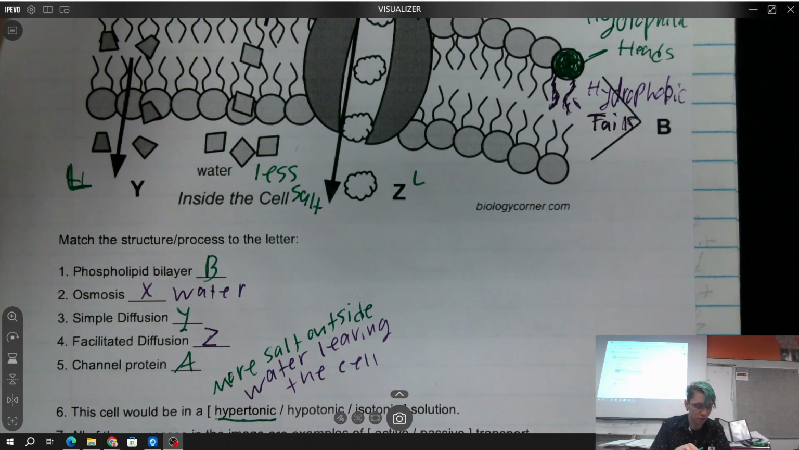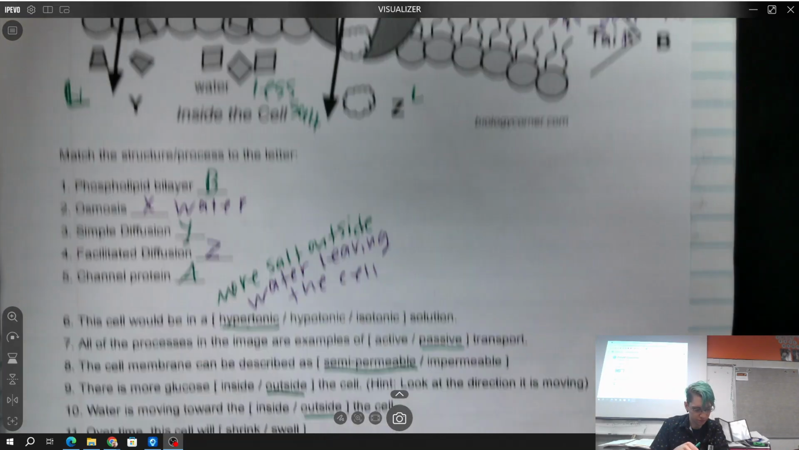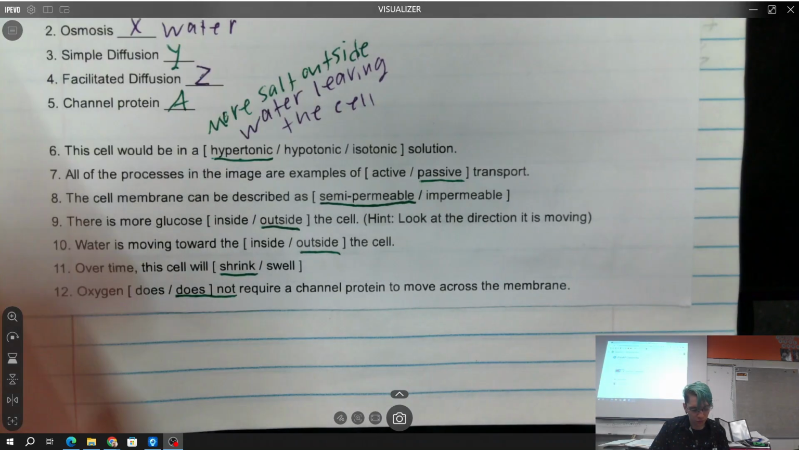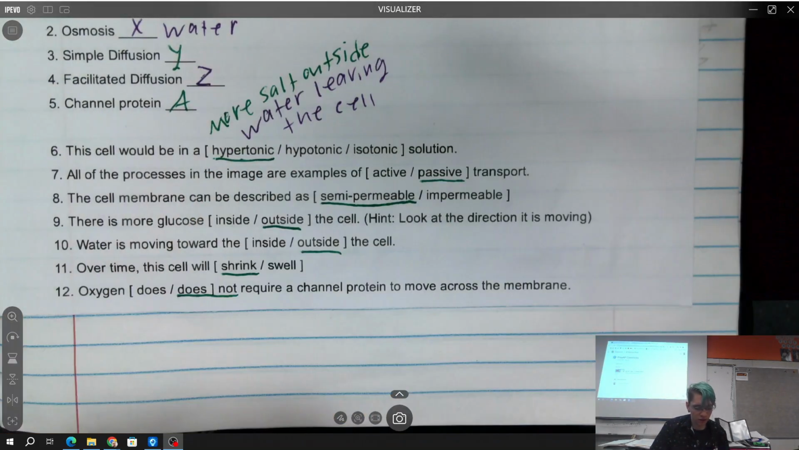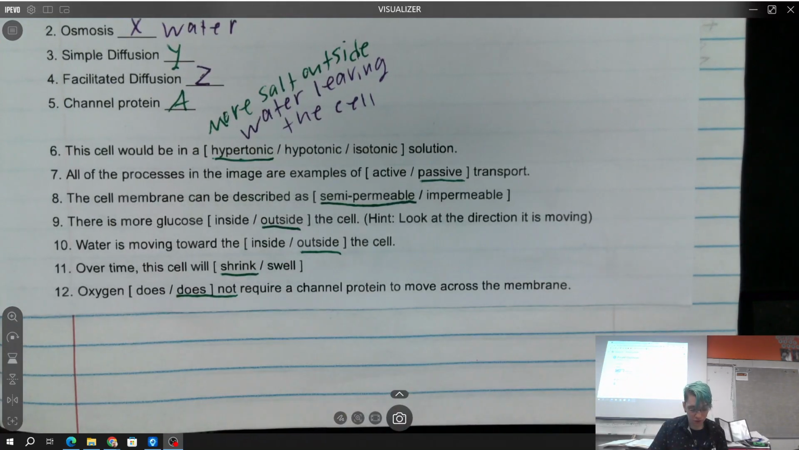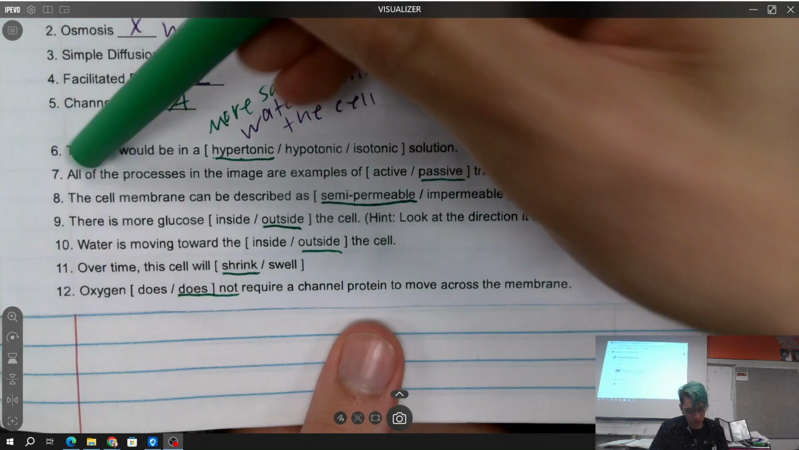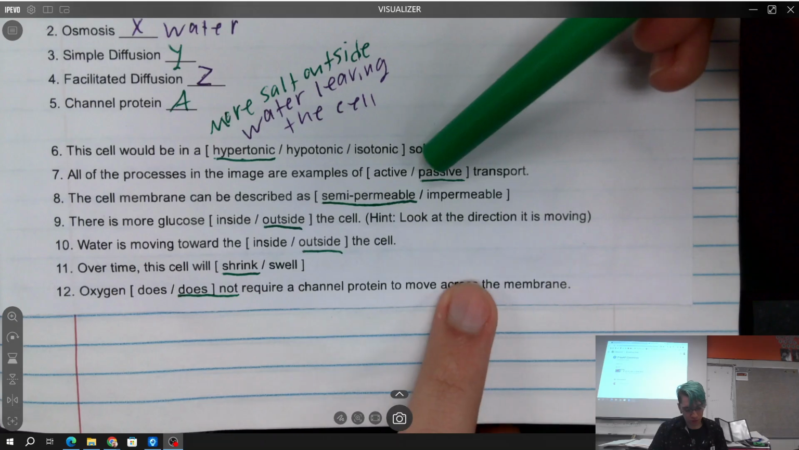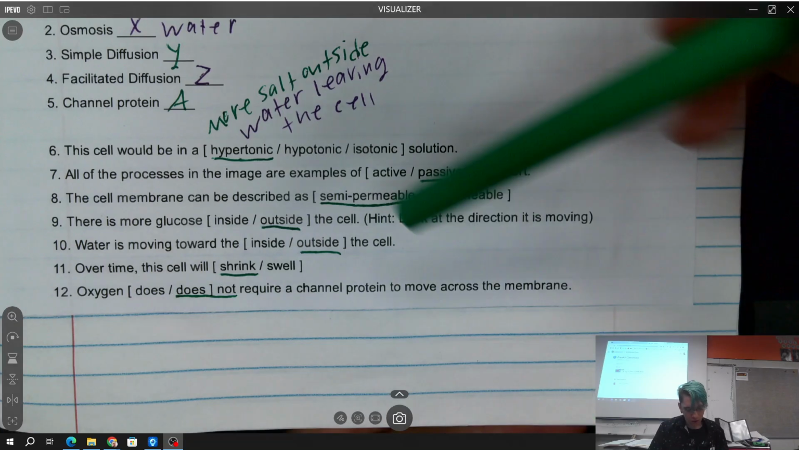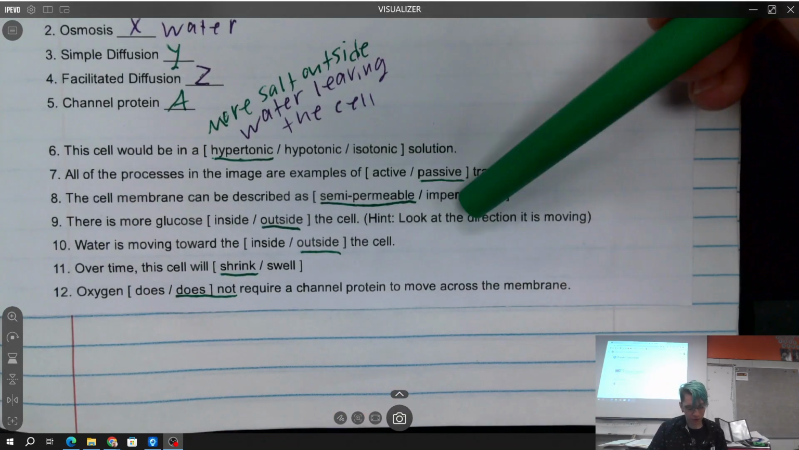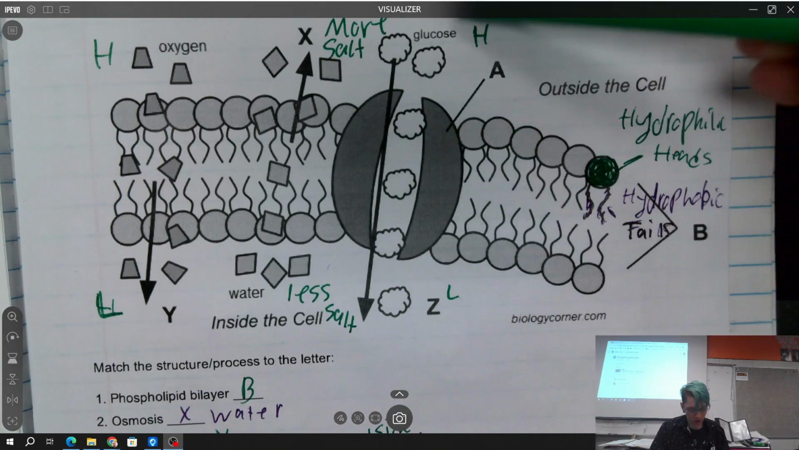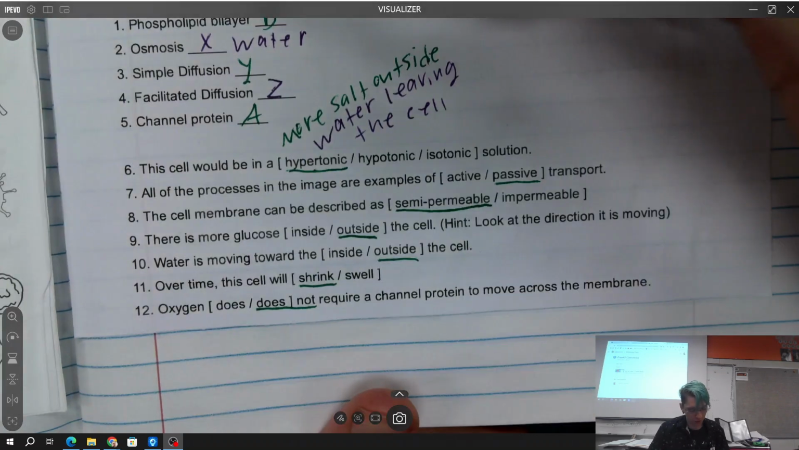Once again, based on salt concentrations. So, on this area, once again, if we have water leaving the cell, there has to be more salt outside the cell. Hypertonic has the high concentration of salt. All of these are examples of passive transport because we're not using ATP and it's not forming vesicles, which is also using energy. Our membranes are not impermeable, they're semi-permeable. They can kind of be gone through. So once again, things are sneaking through one direction or the other.